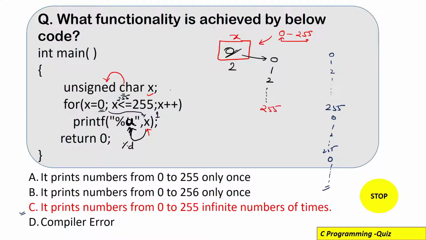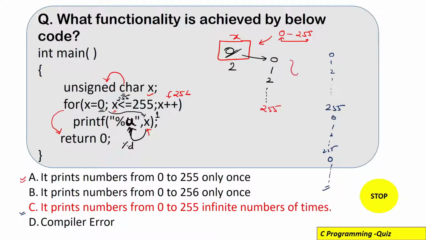Okay, now at last when x is 256, you can make a mistake. What mistake can you make? You will say, okay, 256 is not less than 255, so I will come out of this for loop and return 0.